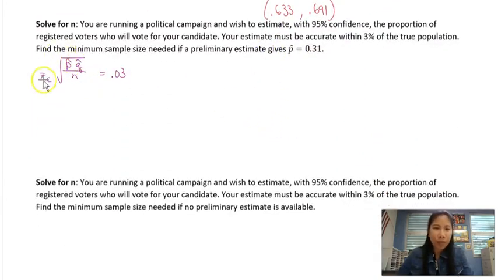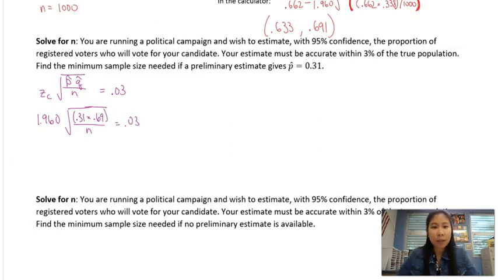So then we need to figure out our ZC. P hat they told us was 0.31, so that means we can find Q hat by doing 1 minus 0.31, and then we're solving for n. I figured out my ZC for 95% confidence. I get a Z-score of 1.96 multiplied by everything else plugged in.